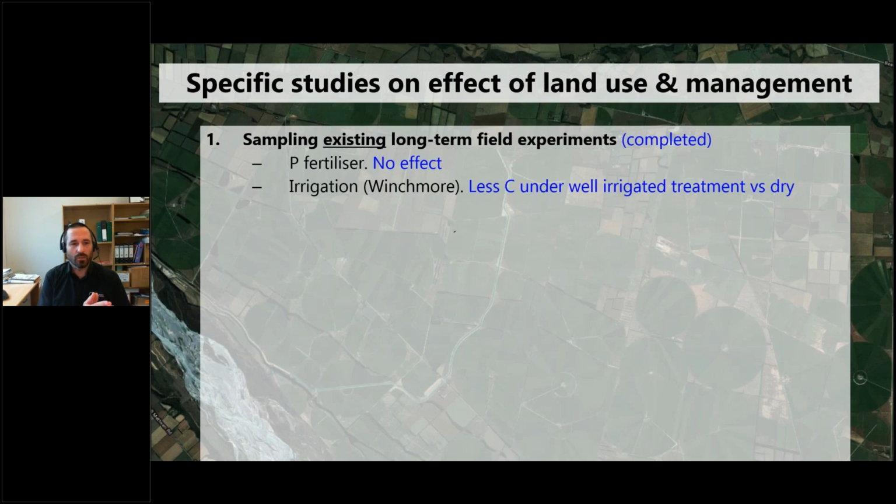In contrast, the long-term Winchmore irrigation trial, irrigation increased pasture production and animal stocking rates, but there was actually substantially less carbon under the well irrigated treatment compared to the dryland treatment. And I'll touch on another study related to that shortly.